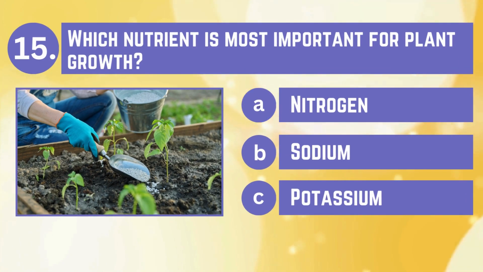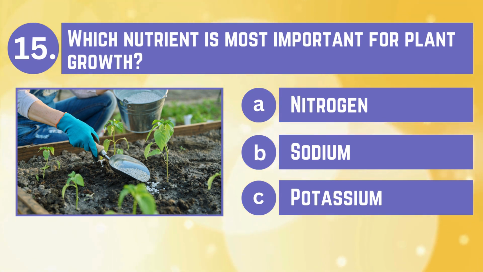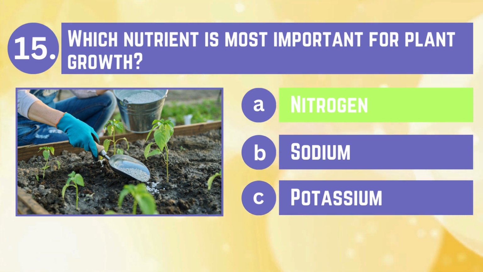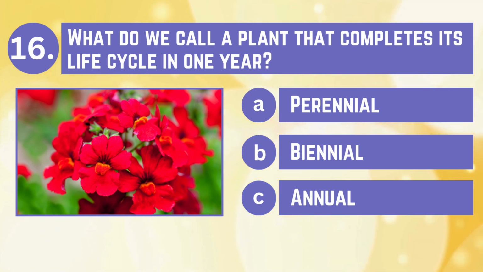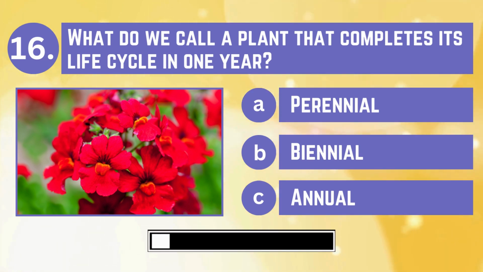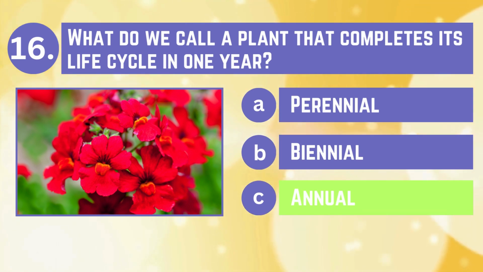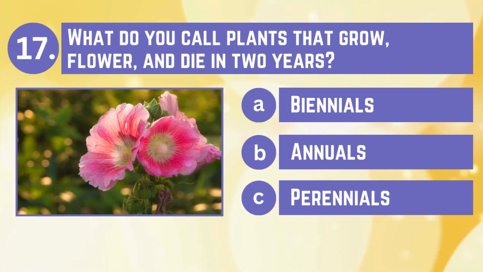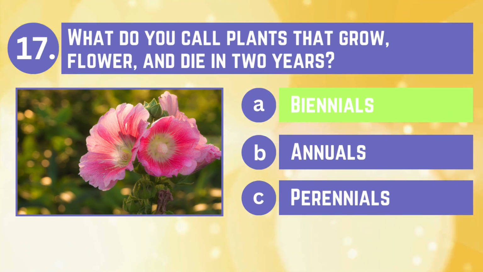Which nutrient is most important for plant growth? Nitrogen. What do we call a plant that completes its life cycle in 1 year? Annual. What do you call plants that grow, flower, and die in 2 years? Biennials.